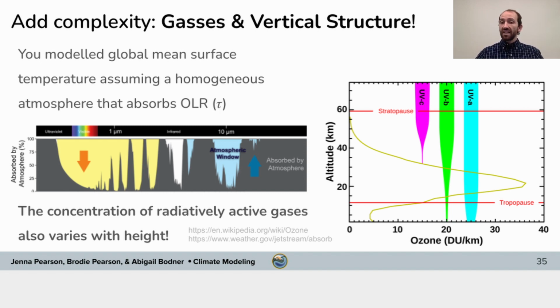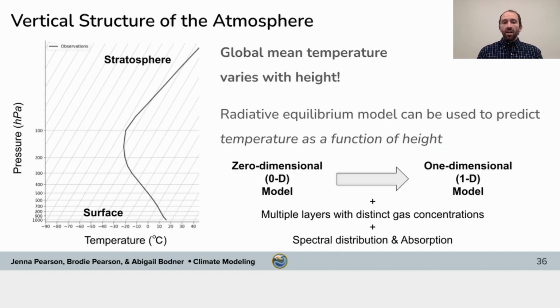And unsurprisingly, this absorption of different parts of the incoming and outgoing radiation spectra at different heights leads to variations in temperature with height. And so we know that global mean temperature varies with height. This is a plot shown on the right showing that global mean temperature decreasing with height until you get to the stratosphere where it increases with height.